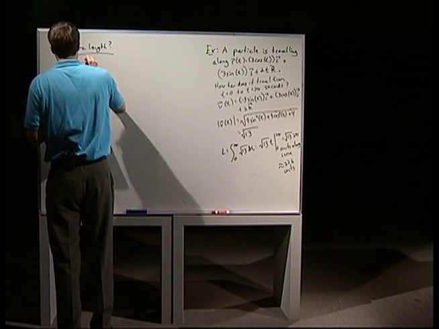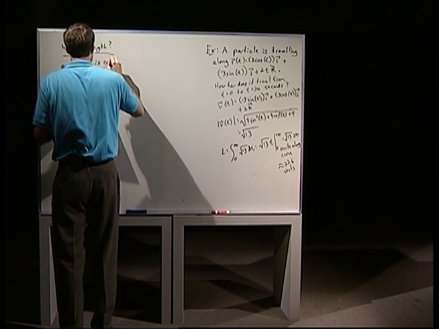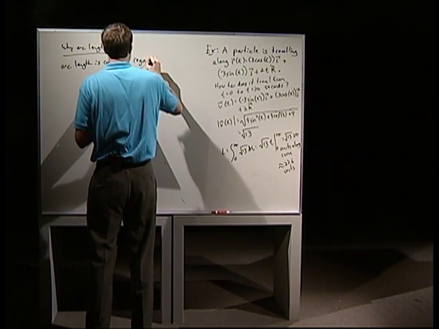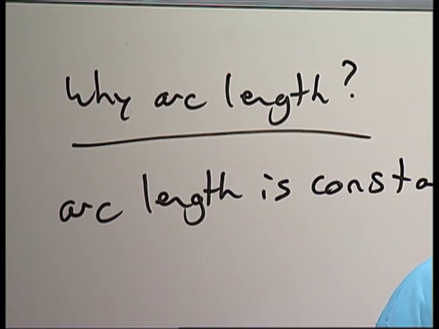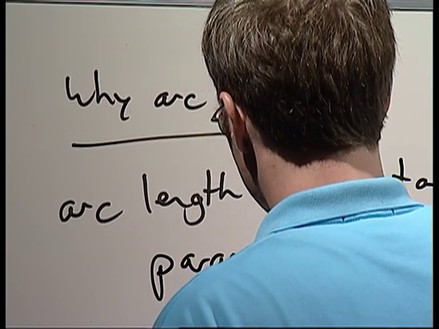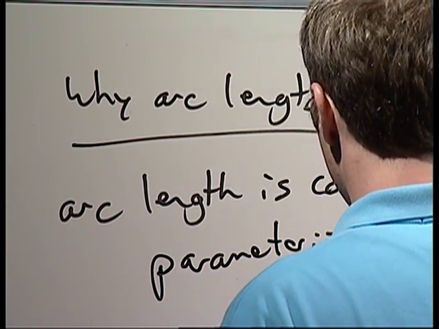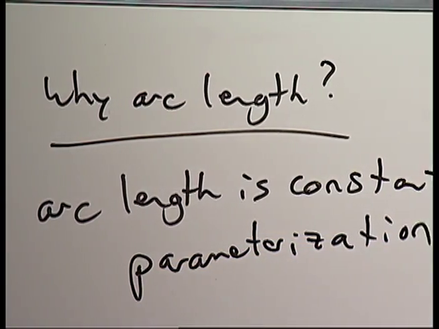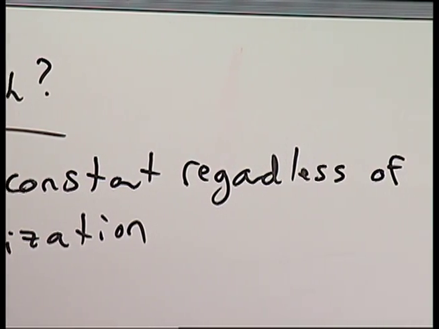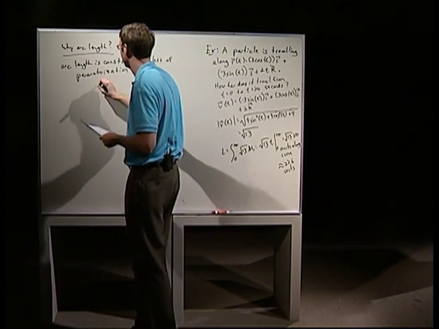The big reason for us, or one big reason at least, is that arc length is constant regardless of parameterization. So regardless of the curve's parameterization, arc length remains constant. An example here is good to see.